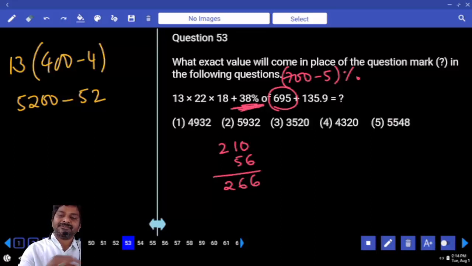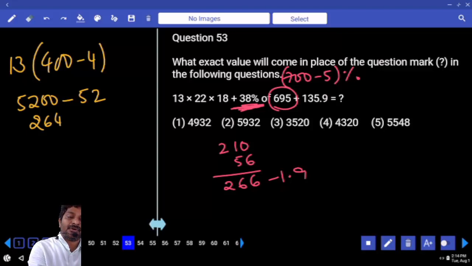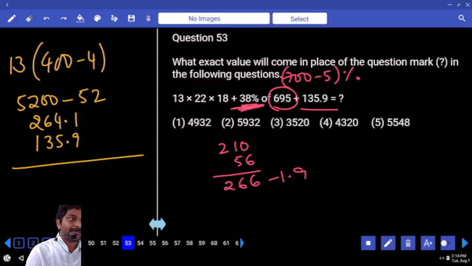What is 10% of 38? Half of that. 1.9 is subtracted. Then how much positive value do we have? 264.1. Correct? And then the last one, that is also a positive number, 135.9. Is that okay? Right.